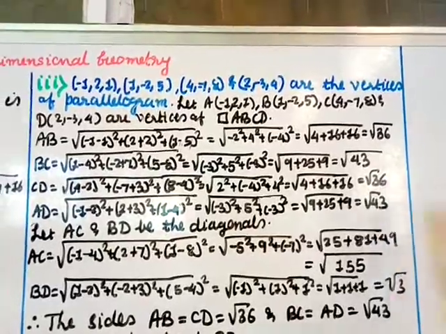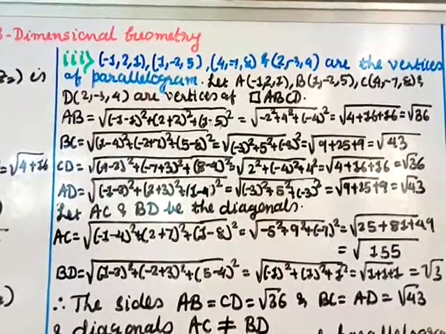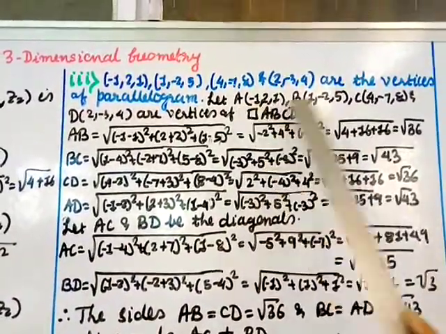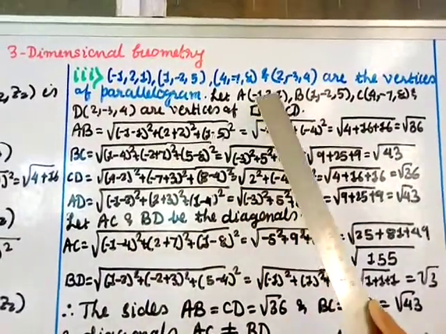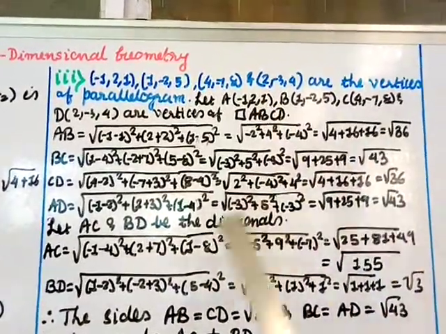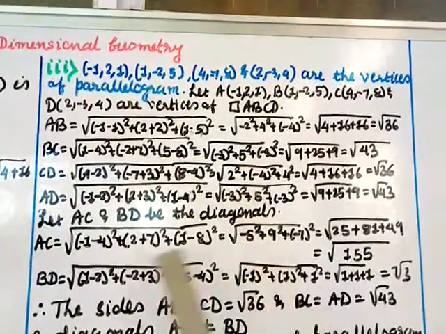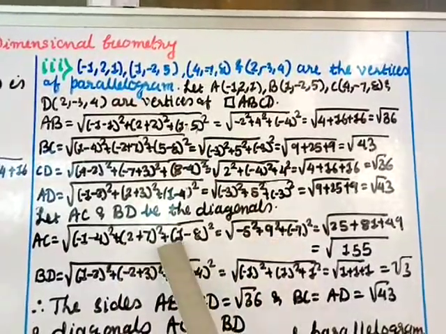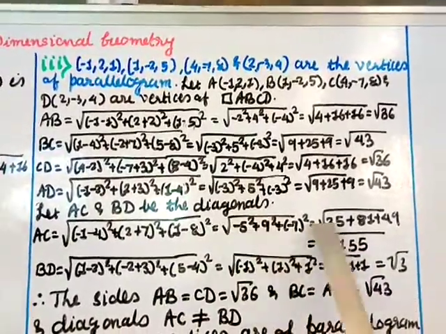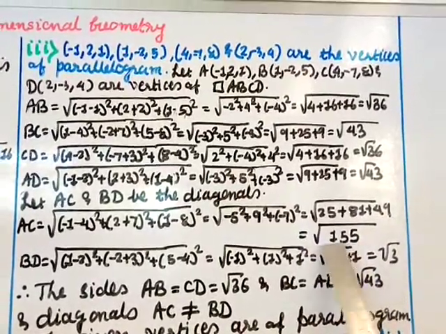Okay, now these are the 4 sides. Now let us check the diagonals. So let AC and BD be the diagonals. So AC equals, under the square root, this is A and this is C, so (minus 1 minus 4) whole square plus (2 plus 7) whole square plus (1 minus 8) whole square equals, under the square root, minus 1 minus 4 is minus 5 square, plus 2 plus 7 is 9 square, plus 1 minus 8 is minus 7 square, equals under the square root 25 plus 81 plus 49, which gives you root 155.